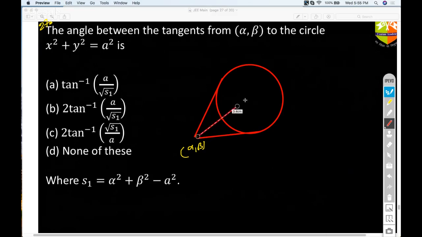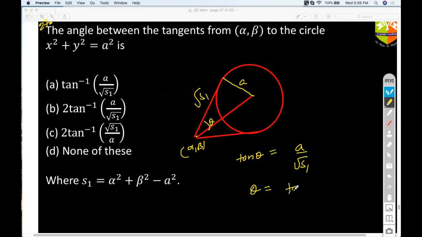So connect the center. This is going to be your R. R is nothing but your A. Right? This is root S1. So tan of theta is going to be A by root S1. So theta is going to be tan inverse of A by root S1. So the angle between the two tangents will be 2 theta. So the answer is going to be twice of tan inverse A by root S1. That's option number B. That's correct.